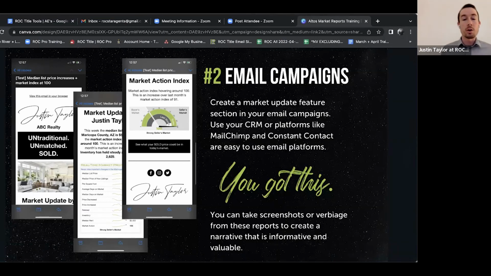You can use your CRM that you already have, or there are easy to use platforms like MailChimp and Constant Contact that already have templates and things like that. And you just take screenshots of these, take the content and verbiage that's already provided. If you're already sending emails or newsletters out, you can incorporate these in there as well.